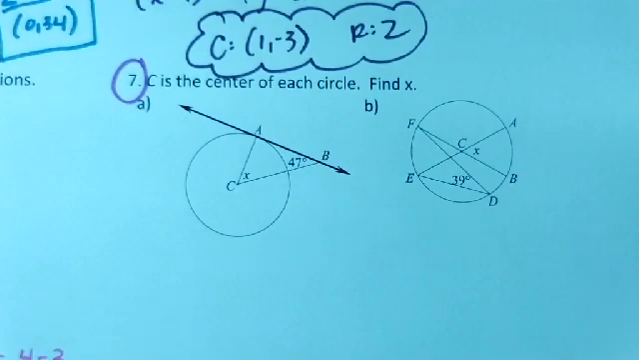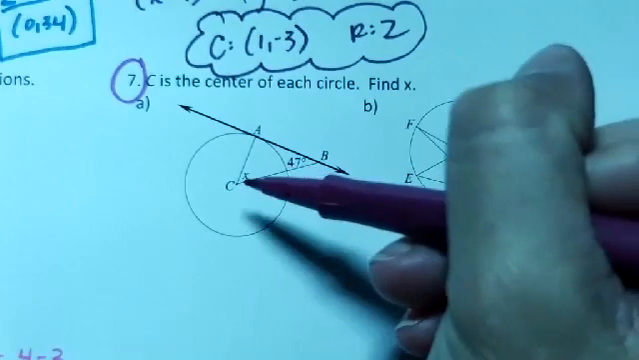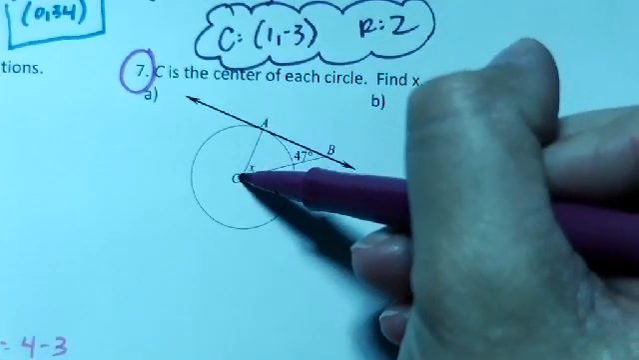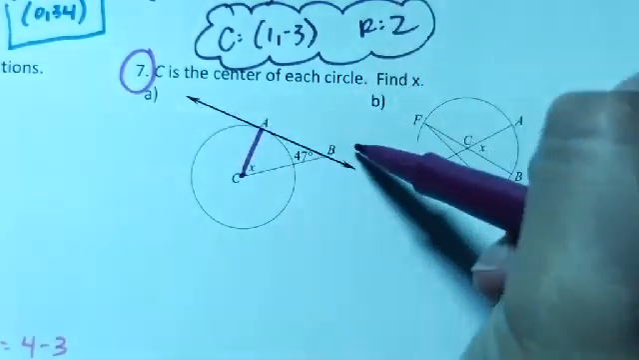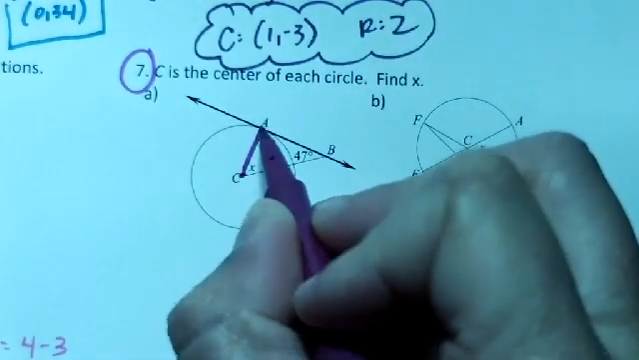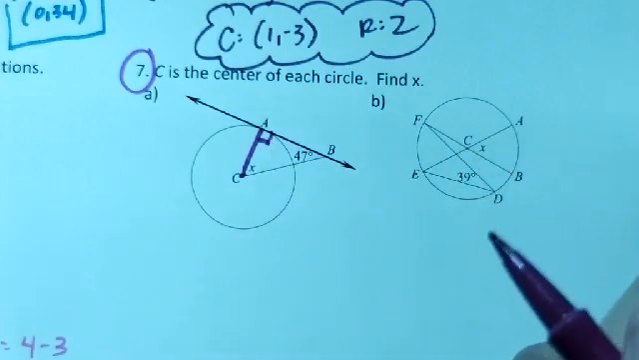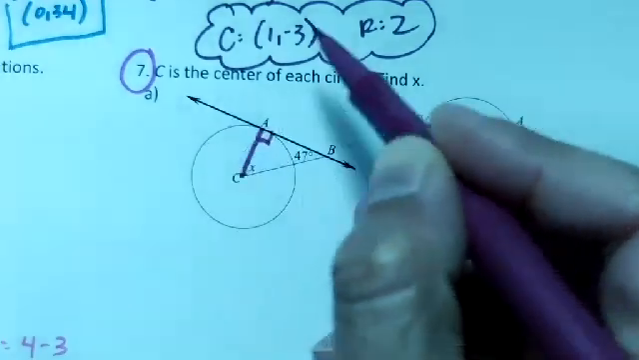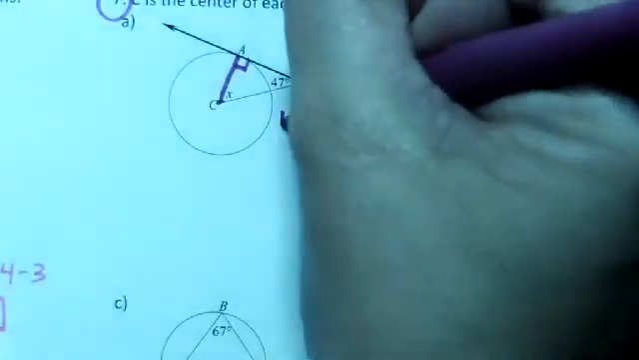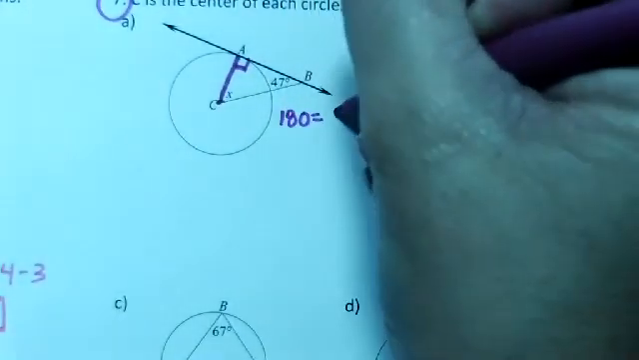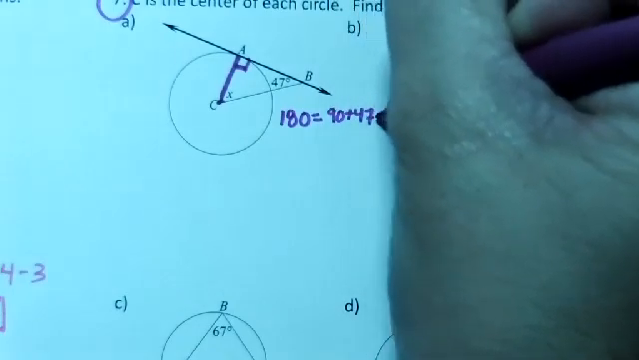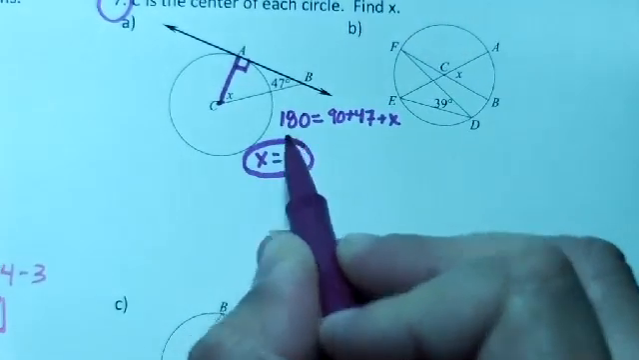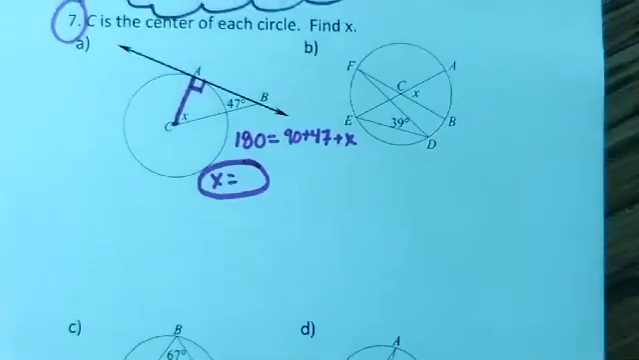All right, so we have C is the center, and then we have a 47-degree angle. Now this center is going to a line that's tangent. Now when you have a line that's tangent, that's a 90-degree angle. So we have a 90 and then a 47 and an X. We know that they're going to be 180 because it makes a triangle. So it'll be 180 equals 90 plus 47 plus X. And then you just solve for X from there. I'm not going to go over that solving. I'm just going to set it up. That's how you would set that one up.